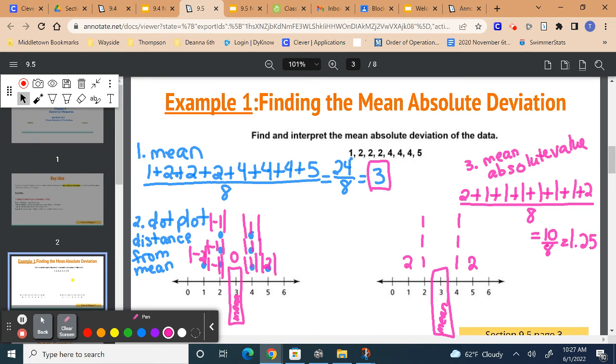So what this is really telling me is that my data values differ from the mean by an average, which means mean, of 1 25/100.